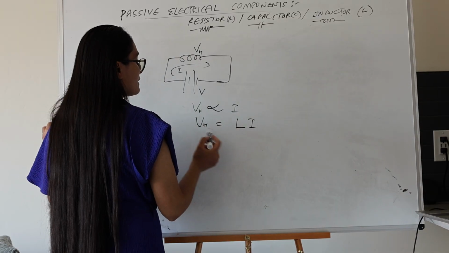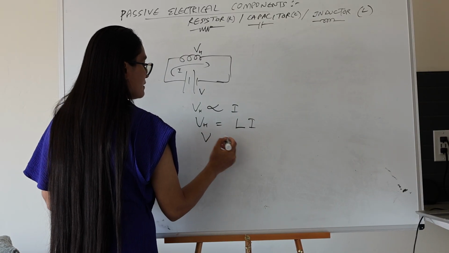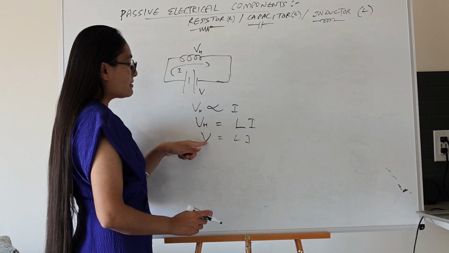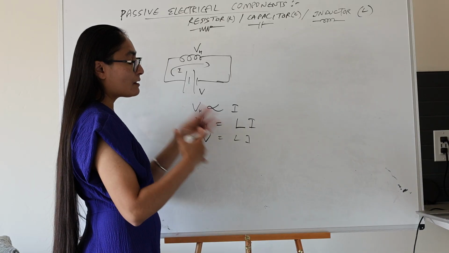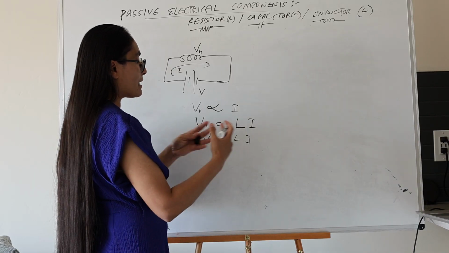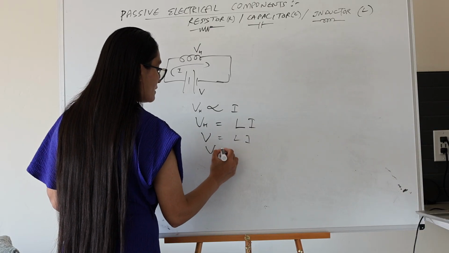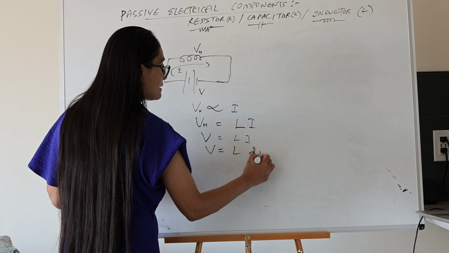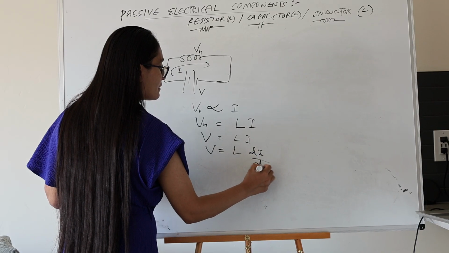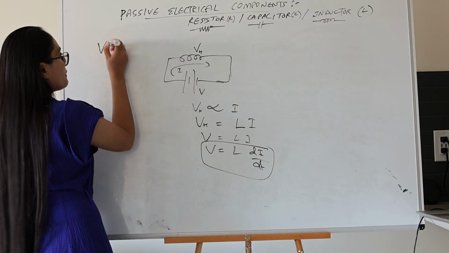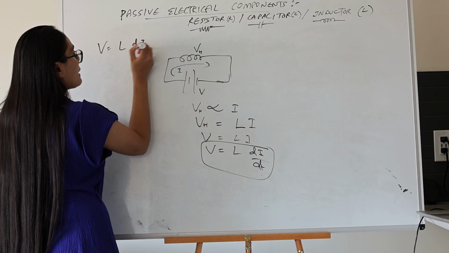More precisely, this V is not simply equal to L I. This is produced because the current is flowing, so it's proportional to the rate of change of current. So V is actually equal to L di/dt. That's a very important relationship. Let's just put it here. V equals L di/dt.